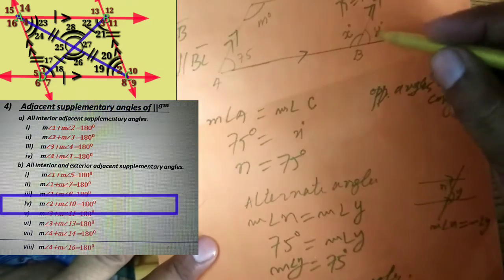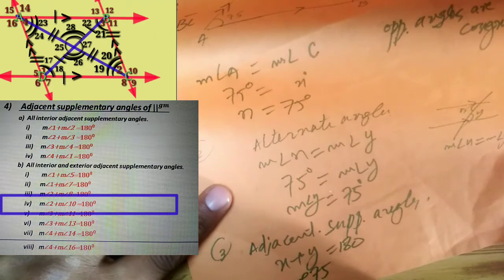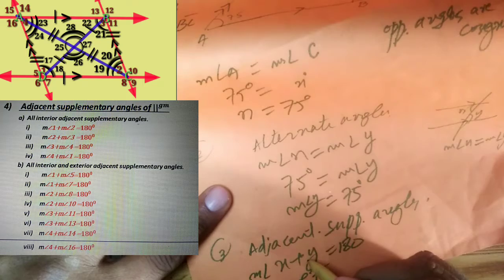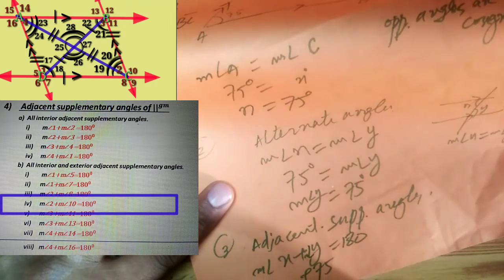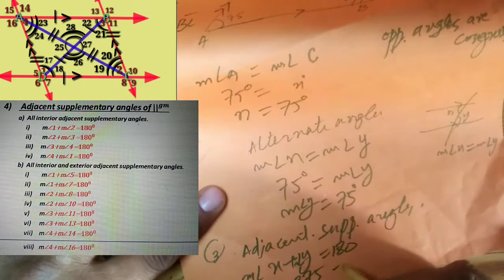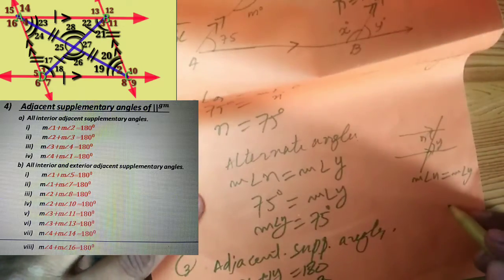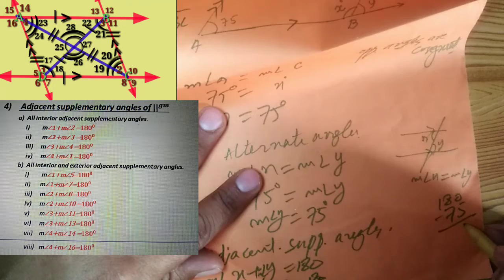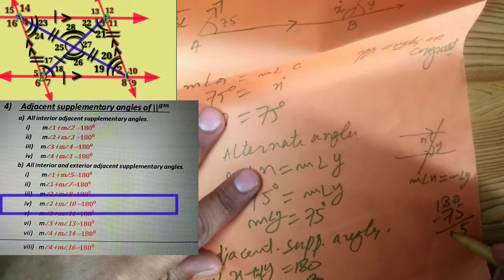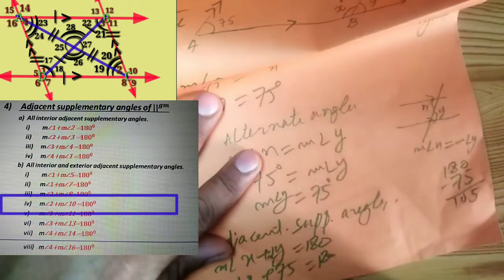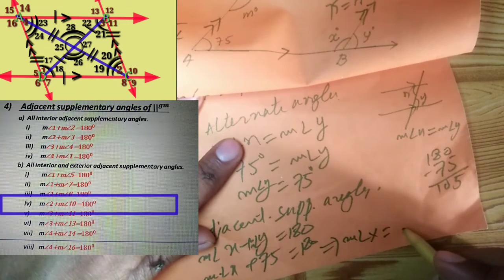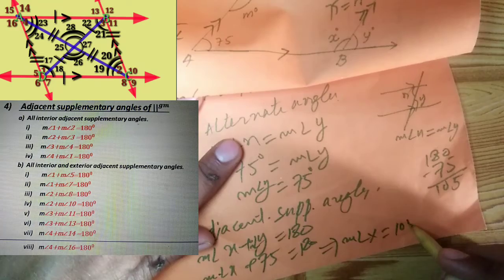The value of angle y is 75. We can find measure angle x, measure angle y, 180. The difference of 180 and 75, 105. So measure angle x is equal to 105.